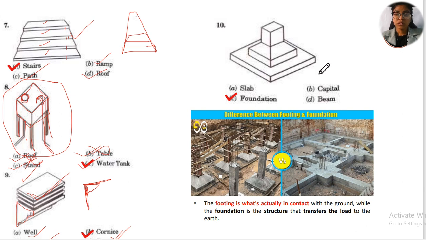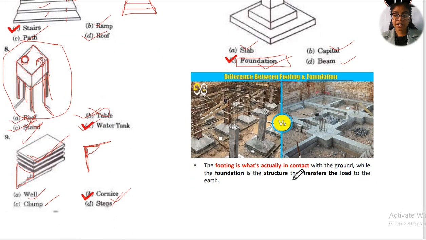10th, options given to you are slab, capital, beam and foundation. So this is your foundation. Now look at the basic difference between footing and foundation. Footing is what is in contact with the ground, while the foundation is the structure that transfers the load to the earth. This is your footing, because footing is the bottommost part which is in contact with the ground.